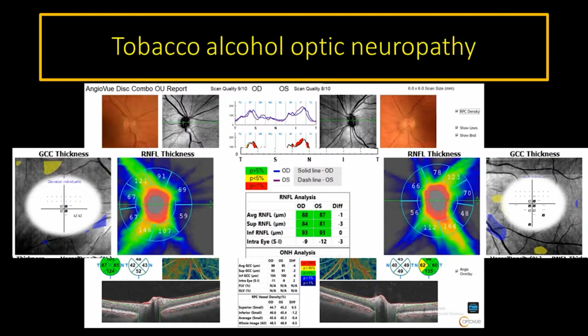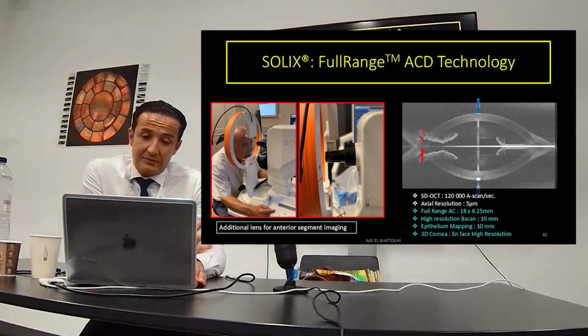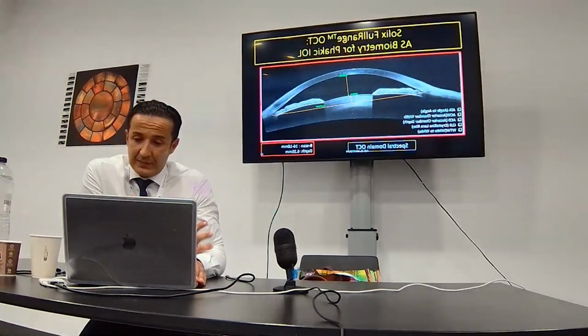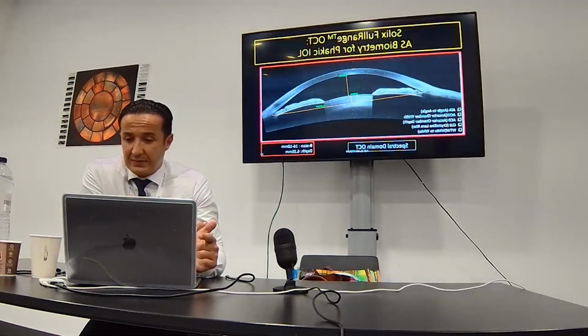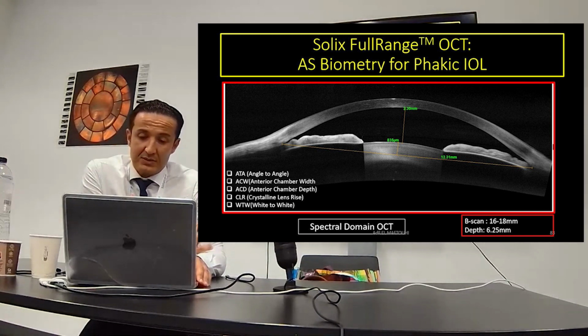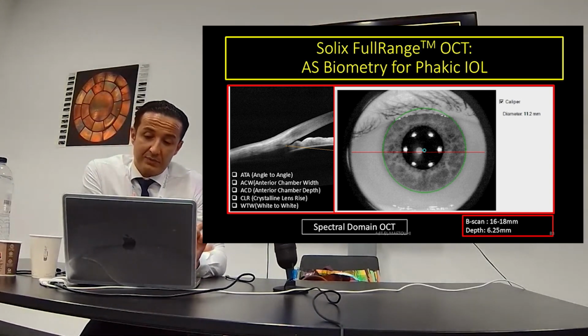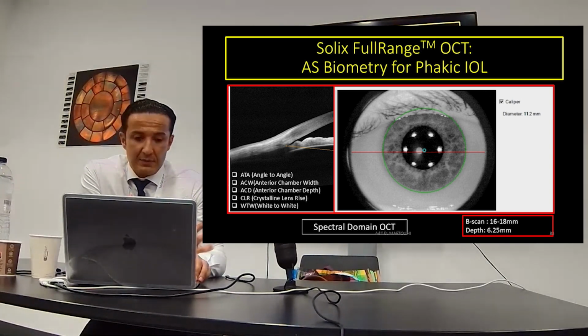So we can use the full range technology for the anterior segment, and the depth increase following the visualization of the whole anterior segment to make a very easy biometry with angle to angle, anterior chamber depth, crystalline lens rise, and white to white with a very wide scan of 18 millimeters with 6 millimeters depth. Now you can also have automatic biometry, and you can make a measure of white to white directly in the infrared camera with a specific ring caliper.